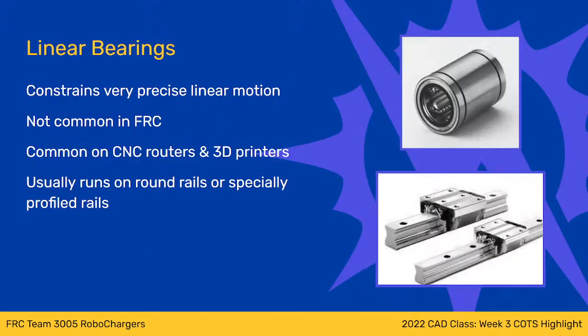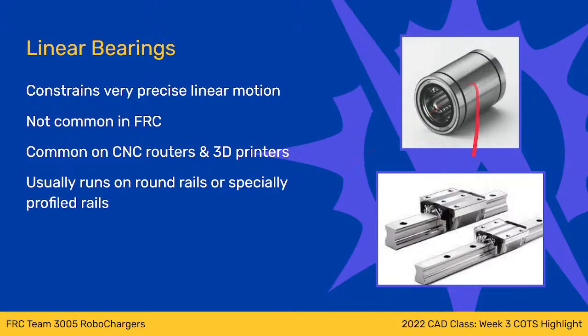All right, I want to briefly touch on linear bearings. Not really common inside of FRC, but you see them sometimes. The most common things you'll see them on are CNC routers, CNC mills, 3D printers, things like that. Typically, you have some sort of rail. This bearing up here runs on a precision ground round rod, right? That's very cheap. These are the types that you usually see in 3D printers.